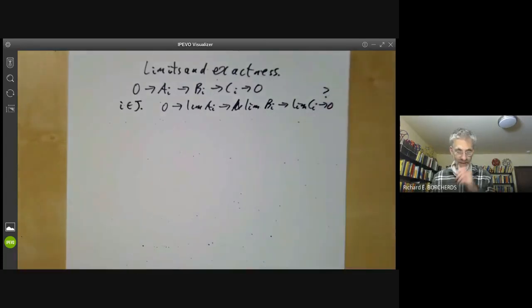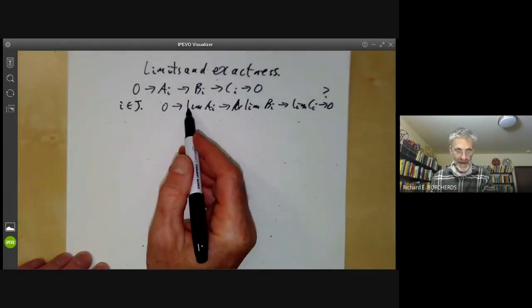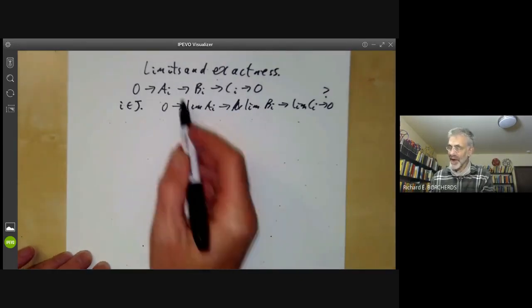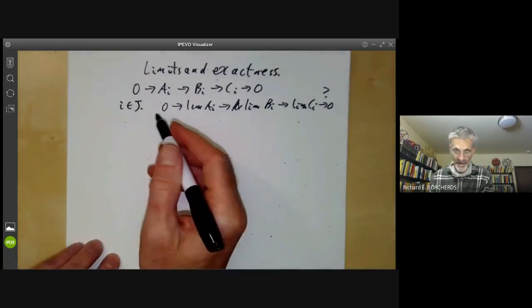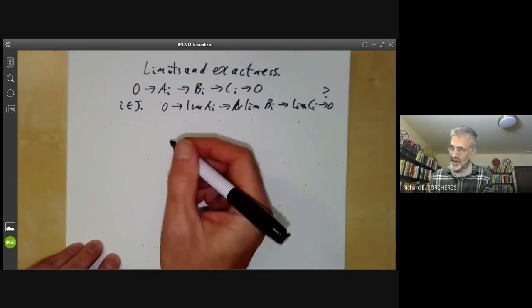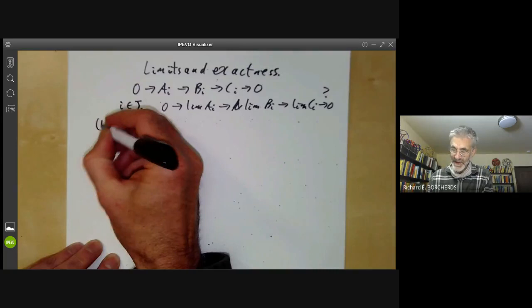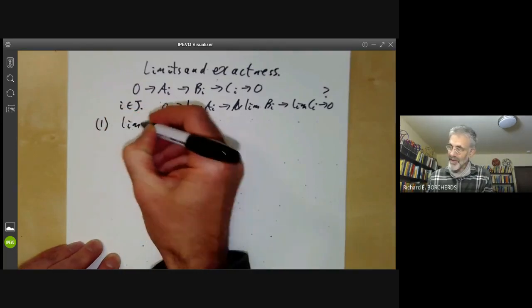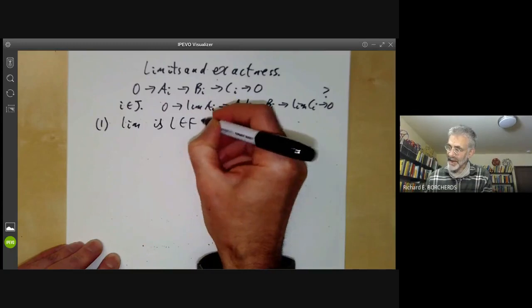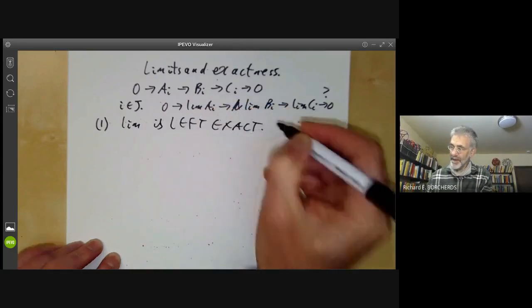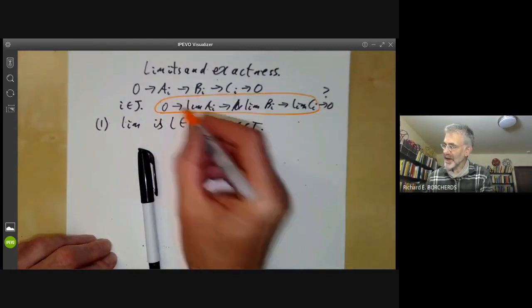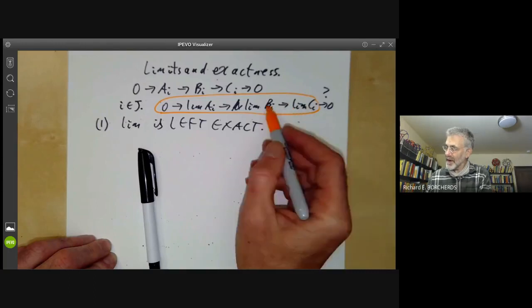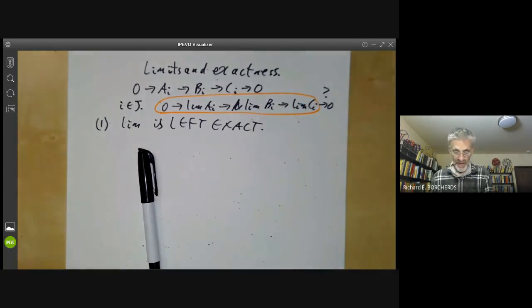So is this exact? Last lecture, we discussed the same problem for co-limits, and much of the discussion of limits is very similar to the discussion of co-limits. So I'll first summarize the things that are similar. First of all, the lim functor is left exact. This means that at least this part of the sequence is automatically exact, and it's only the question of whether this limit maps onto this limit that we need to discuss.